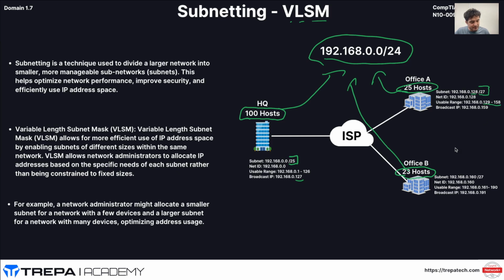Here's our new network. Starting where this one left off at 160, we're building another network. 23 host requirement, /27 gives us 32 IPs, 30 usable. There we go, right? Now we can build another network. So that is the variable length subnet mask.